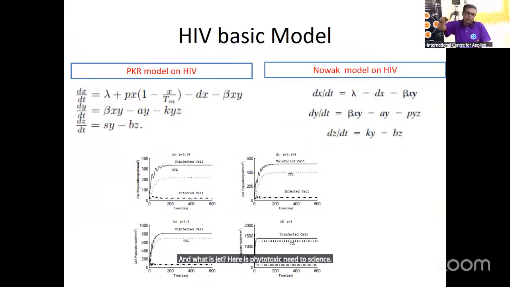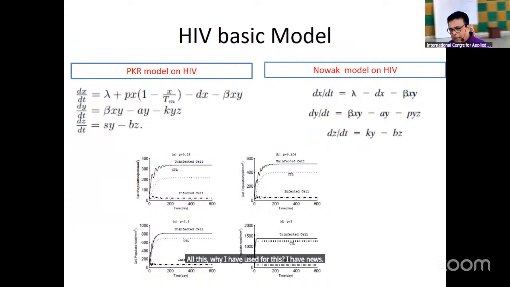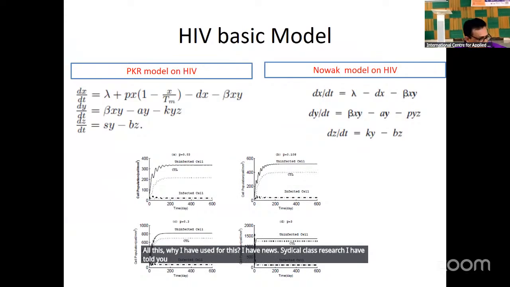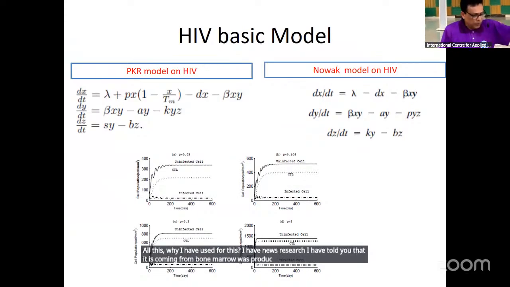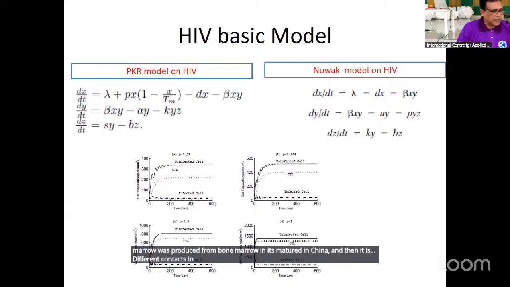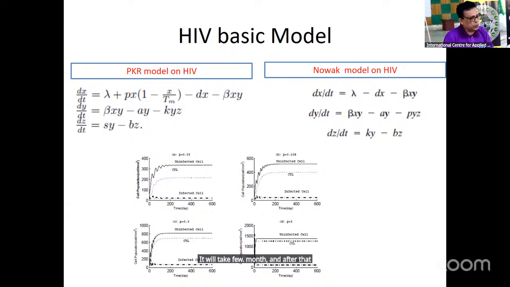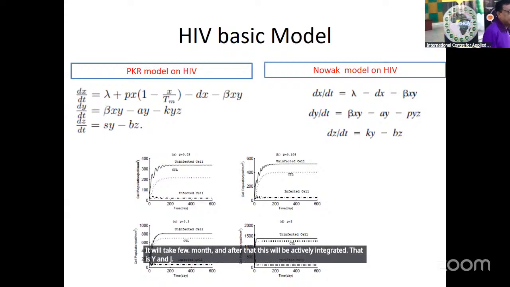All these words I have used already. I have told you that CD4 plus T cells are produced from bone marrow, matured in the thymus, and then circulated through different organs in the immune system. An infected CD4 plus T cell takes a few months, and after that it becomes actively infected. That is Y. And Z is the cytotoxic T lymphocyte.